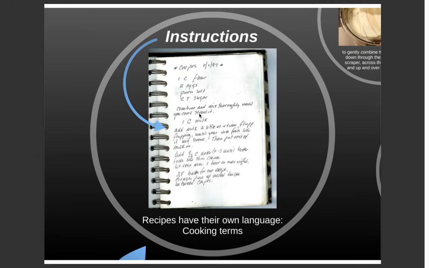Next are the instructions. All recipes should have instructions. They explain how you put it together. They have their own language though, so a lot of the words and vocabulary terms used you might not immediately know, and you'd have to look up to know how to make it correctly.